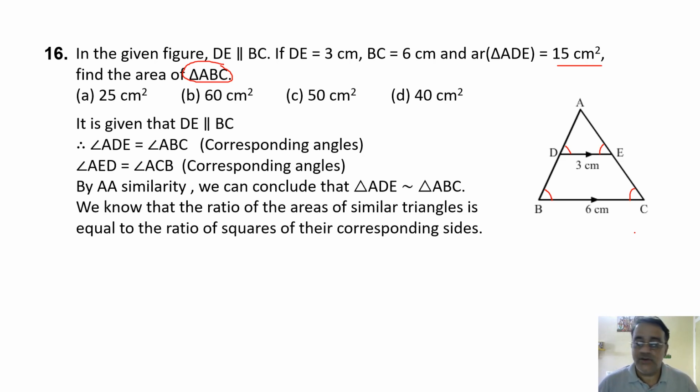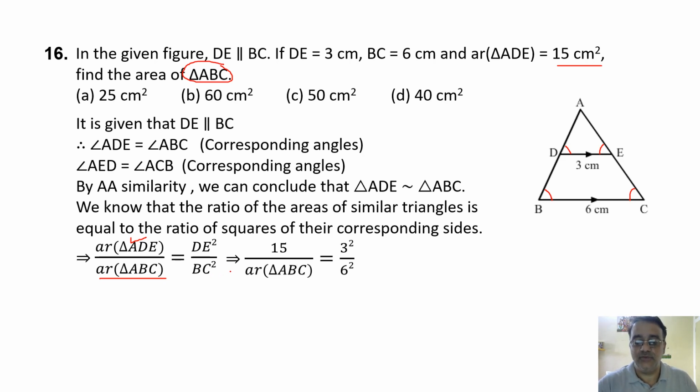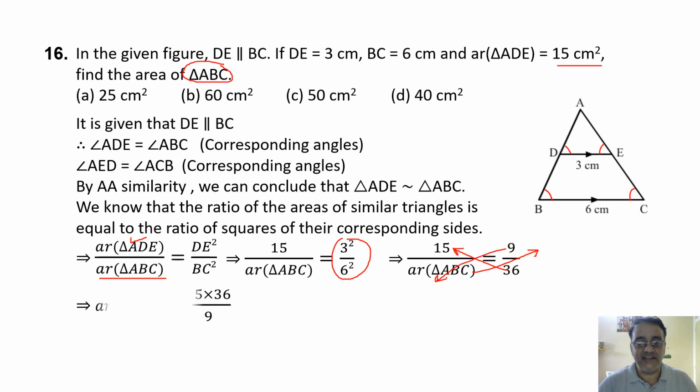Okay, so area of triangle ADE upon area of triangle ABC is equal to DE square upon BC square. So this is given 15 and this we need to find. DE is given 3 and BC is given 6. So substitute कर दिए, this will become 9 by 36. Now cross multiplication, area of triangle ABC यहाँ पर आ जाएगा 15 into 36 divided by 9.